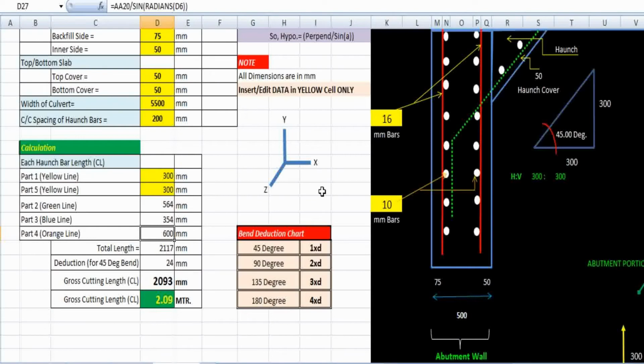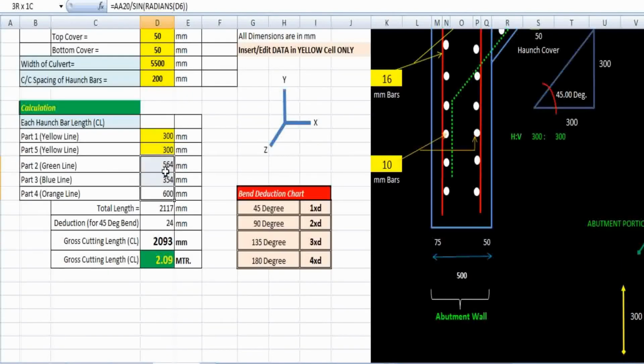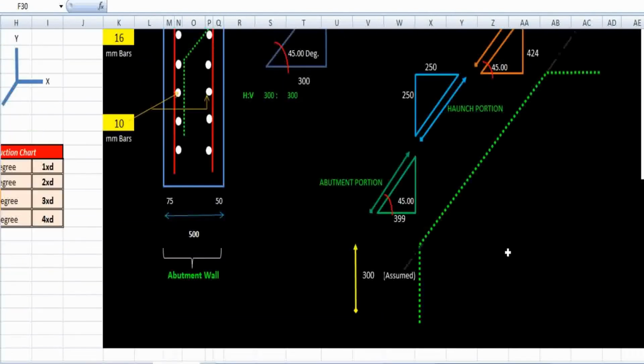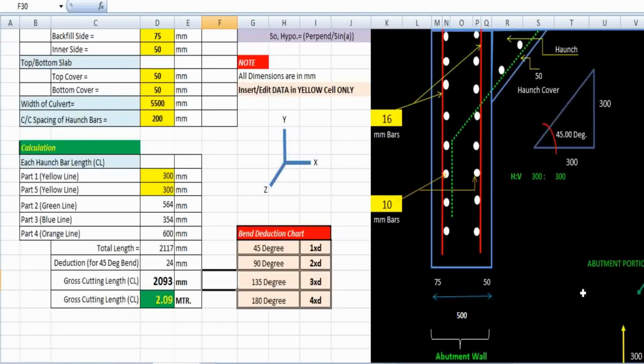Okay, so if I add all those values from here to here, then we will get the total length of 2117 millimeter. Now from here to here the entire length is equal to 2117 millimeter. Okay, right? But here is the bend.